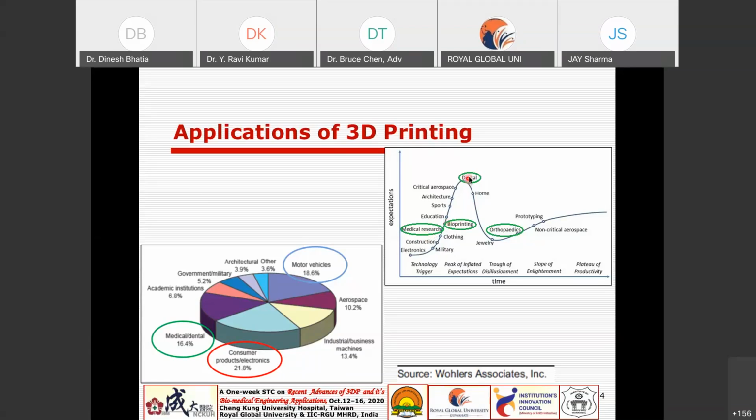If you see dental, it's almost at the peak stage of expectations. And if you come down, the orthopedic applications are almost touching the productivity state, which one can understand. Orthopedicians have been using this technology for quite a long time, and it's going to come to the productivity stage very soon.